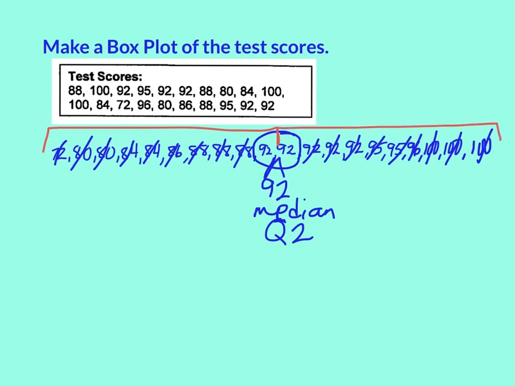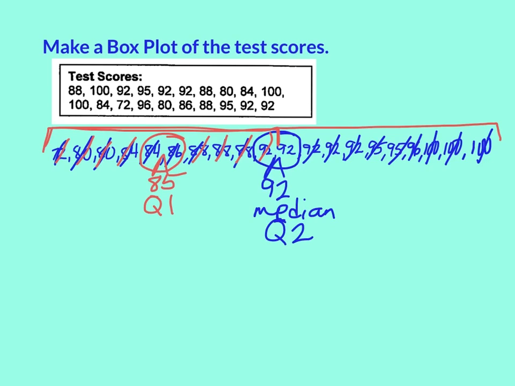So you want to find the median of each half. So let's start with this lower half right here. We're going to cross out in pairs again until we actually come to the middle of this data. Again, we ended up with two numbers. Sometimes you'll have one, sometimes you'll have two. Between 84 and 86 is 85. We actually call that quartile 1 or Q1, and it's the median of our lower half.